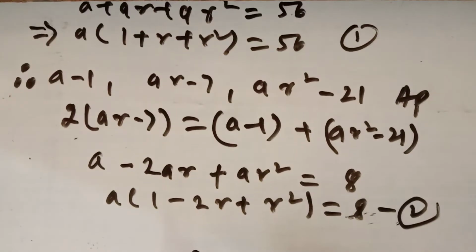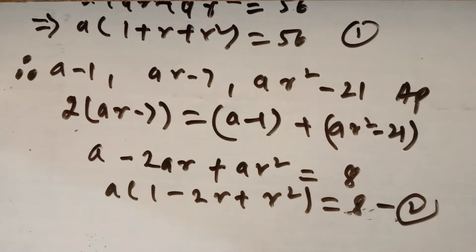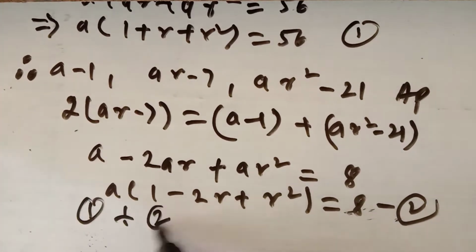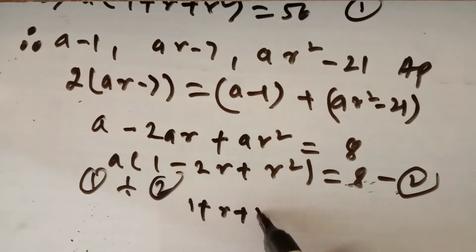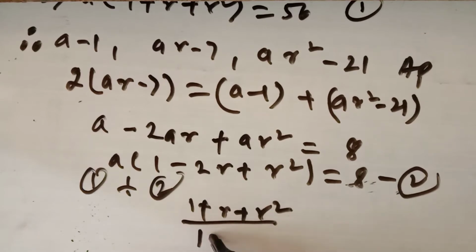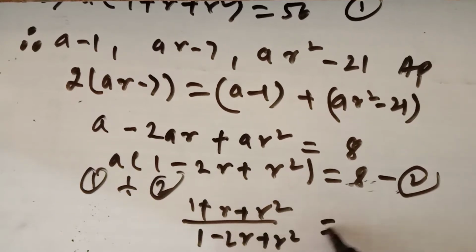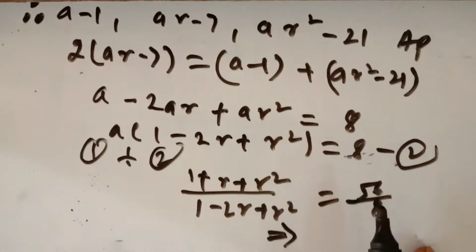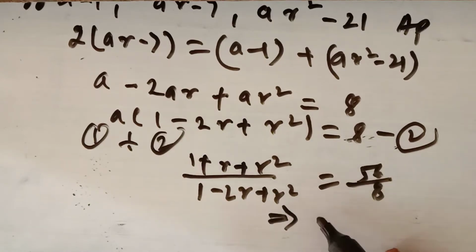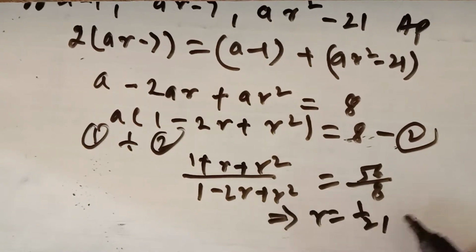Now you know that when two equations are given, you have to divide these two equations. आप डिवाइड करिए फर्स्ट को 2 से, तो आपके पास आ जाएगा 1 plus R plus R square upon 1 minus 2R plus R square. It is equal to 56 upon 8. And when you solve this quadratic equation, you are getting the value of R as half or 2.